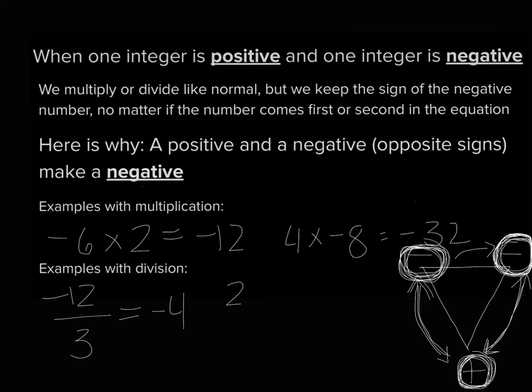So +28 divided by -4. So now the negative is on the bottom and not the top. It's still going to be -7 as our answer. So +28, that's our number down here. And then -4, no matter which way I move, if I move this way or if I move this way, we're still going to end up at a negative. So when in doubt, always draw that triangle and move with the arrows to see where you end up.